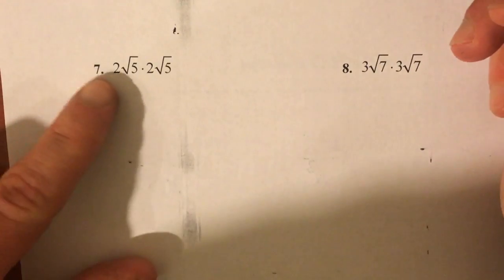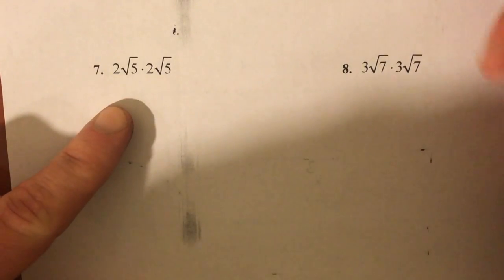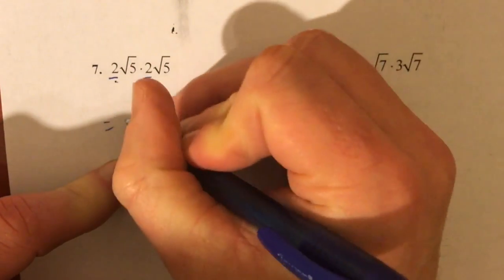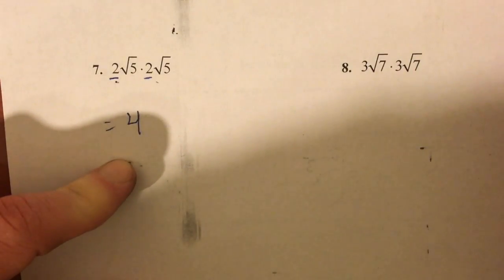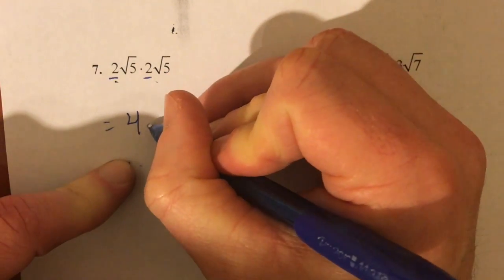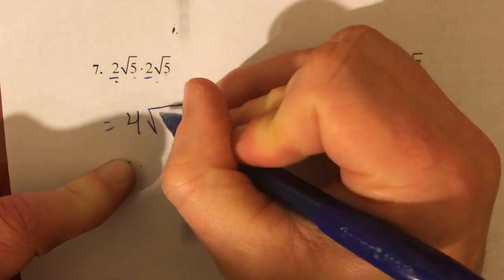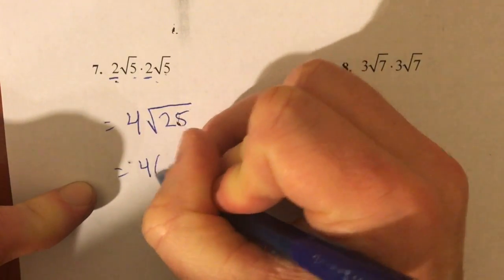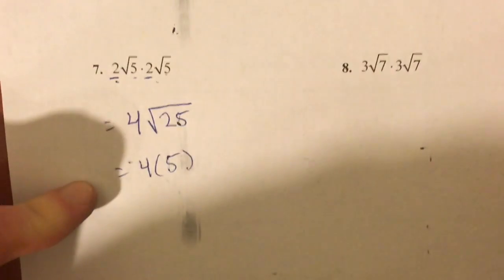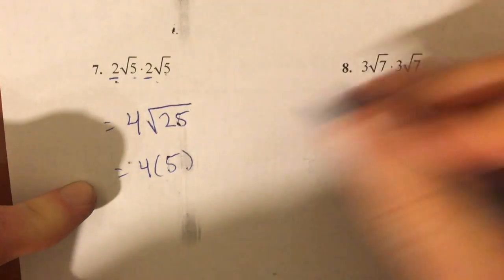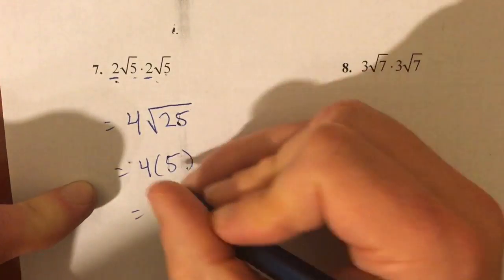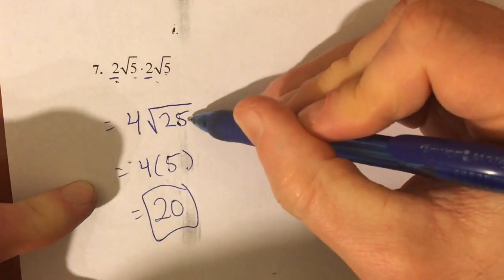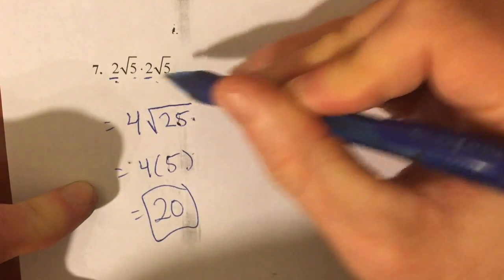Okay, so what if you're doing that and it's got a coefficient out in front? 2 root 5 times 2 root 5. Well, that's still 2 times 2, so 2 times 2 is 4. Root 5 times root 5. Take your time if you like with this. Root 5 times root 5 is root 25. But then what is the square root of 25? 5. No square root because it was a perfect square. But now you've got two numbers being multiplied. 4 times 5, 20.